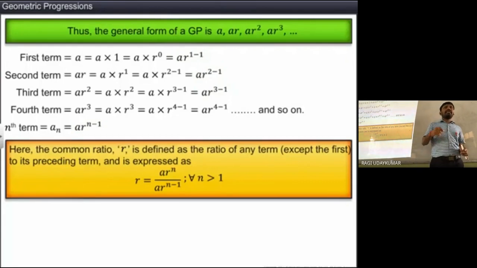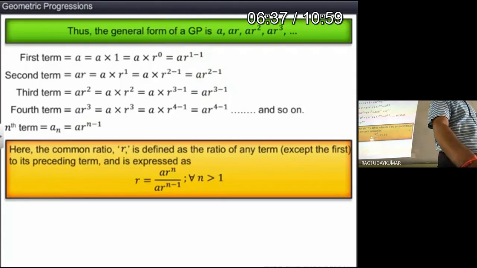an is nothing but an plus 1. Here ar to the power of n is the numerator, the n plus 1th term. ar to the power of n minus 1 is the nth term, the denominator value. So if you divide the n plus 1th term by the nth term, you get the common ratio. Or if you divide the nth term by the n minus 1th term, you also get the common ratio. So this is the way to get the common ratio.